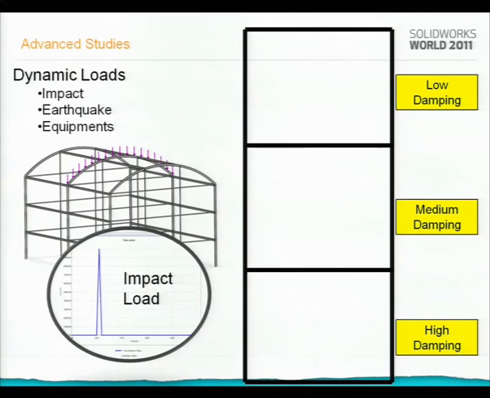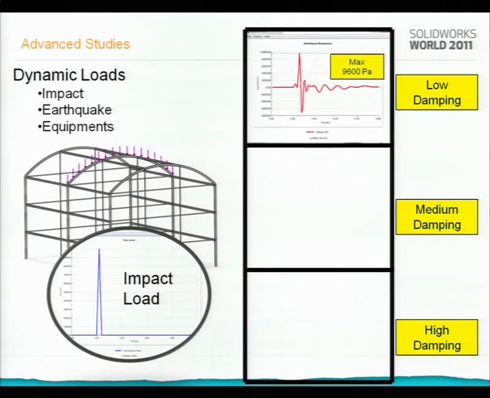The problem here is I have to run this model 3 times. Why? As I told you in the beginning of the session, what are the components in every finite element model? We have geometry, material, boundary condition, and load. But in dynamics, in large structures, we have the damping. I run with the low damping, and I got almost 10,000 Pascal in one point of the structure. It doesn't matter where it is.